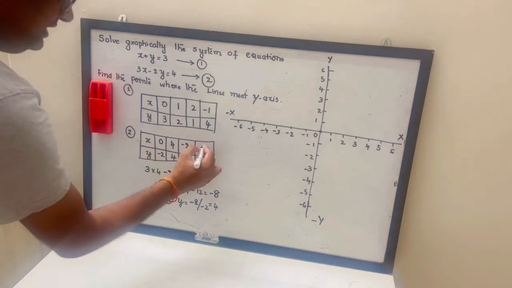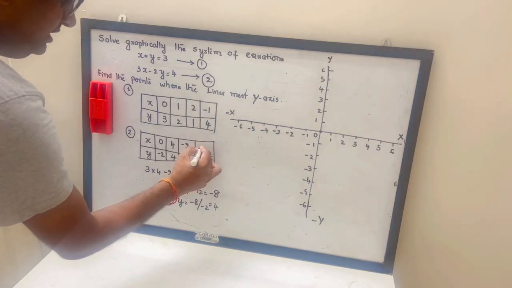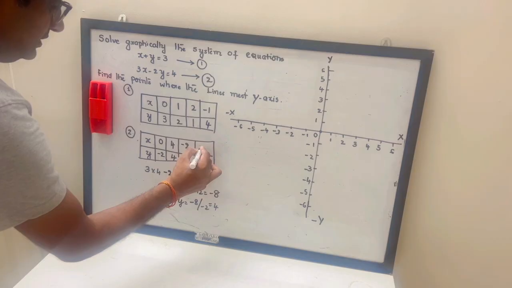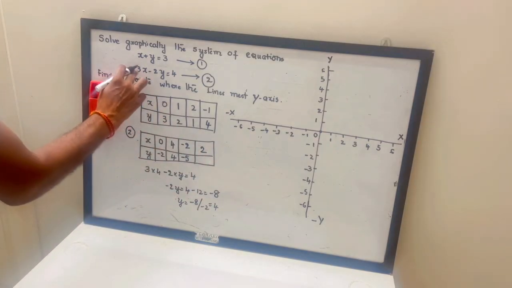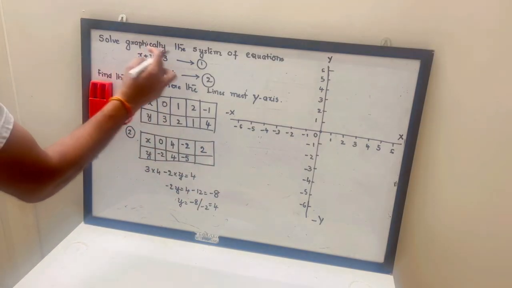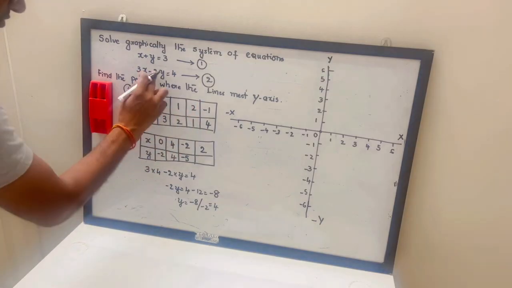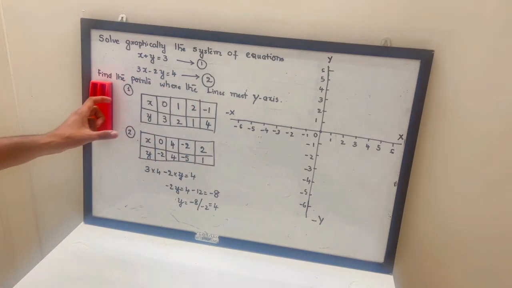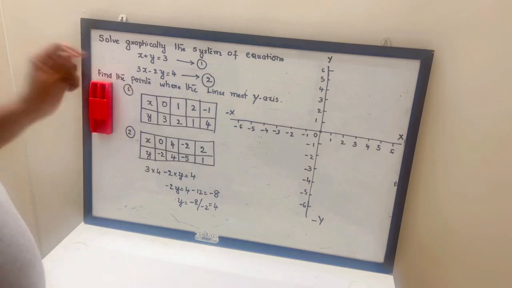Similarly, you can take a value maybe 2. If you take 2 here, 3 into 2 is 6. 6 goes to that side, 4 minus 6 will be minus 2. So minus 2 by y will be equal to 1. So in this way you can plot the tables 1 and 2 for the two equations respectively.